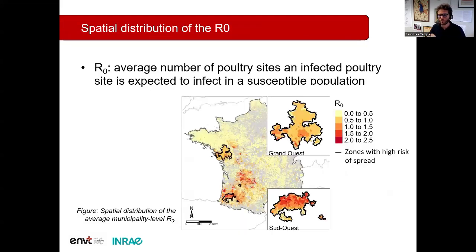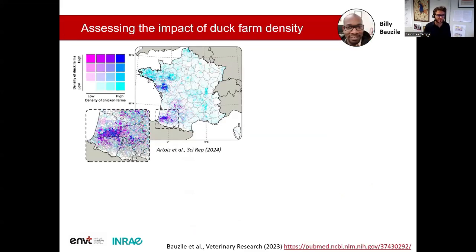So from this, we could reconstruct spatially the distribution of the basic reproduction number at the commune level, at the municipality level, confirming the 2 zones which are known to be at high risk because of the high density of duck farms. Now, if we look at the density of hosts in France, we can see that it's very clustered. So we have two main production zones. We have the southwest here, which is very blue and purple, meaning that it's a very high density of duck farms and sometimes high density of chicken farms.